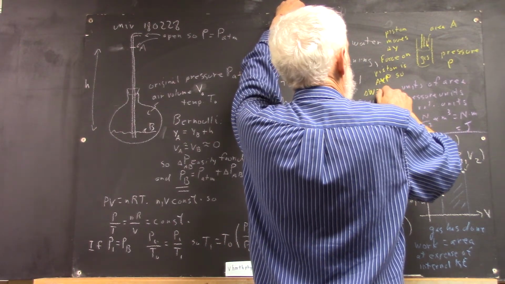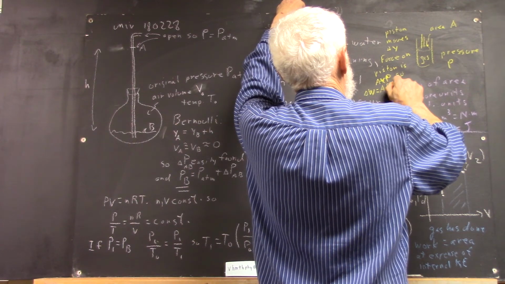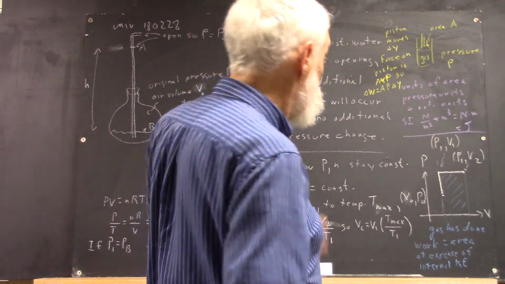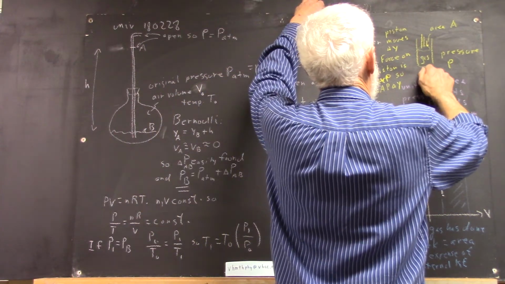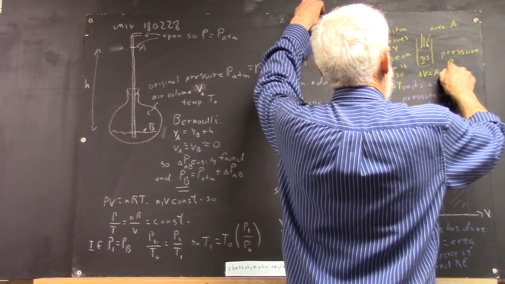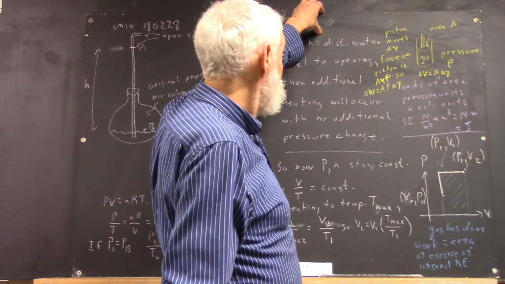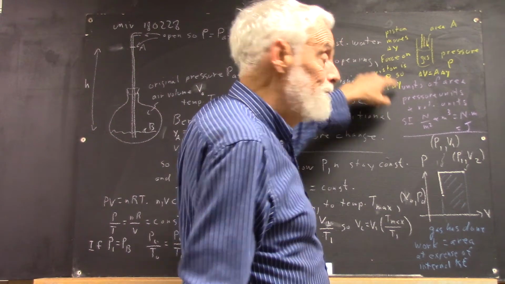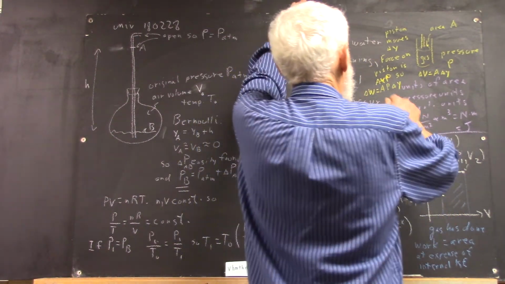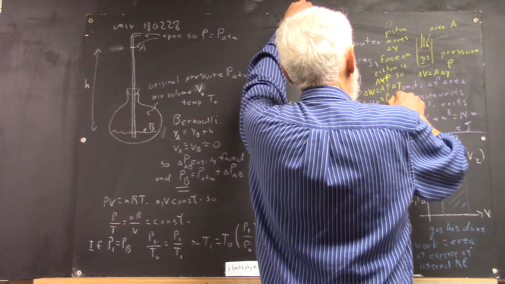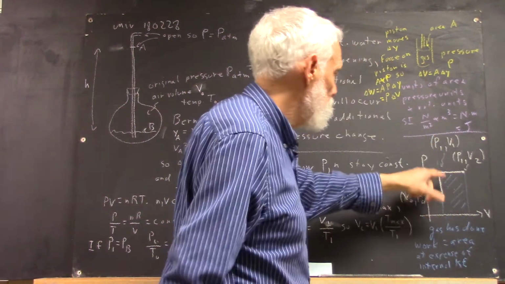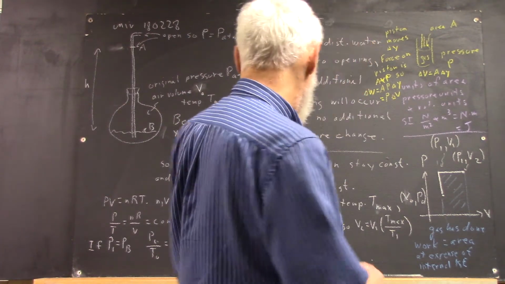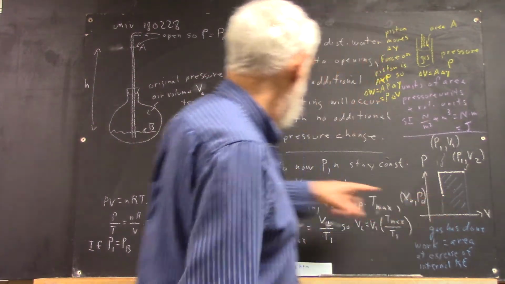So the work is A P delta Y. Well, the change in volume is A delta Y. So the work is A delta Y times P, which is P times delta V. Right? And that's exactly what the dimensions of this rectangle are. Okay? So we're talking about the work you can do by heating a gas.